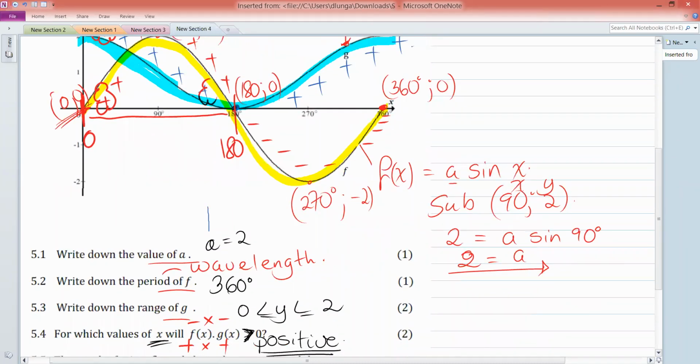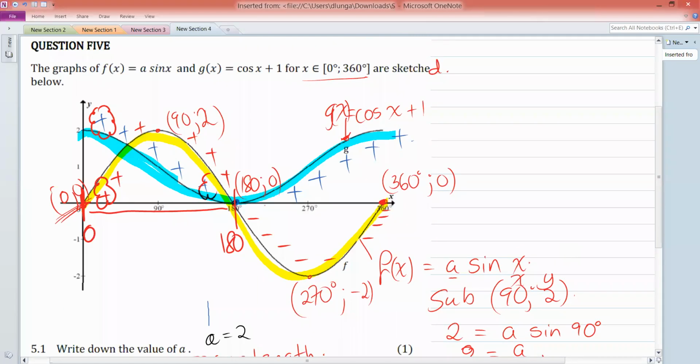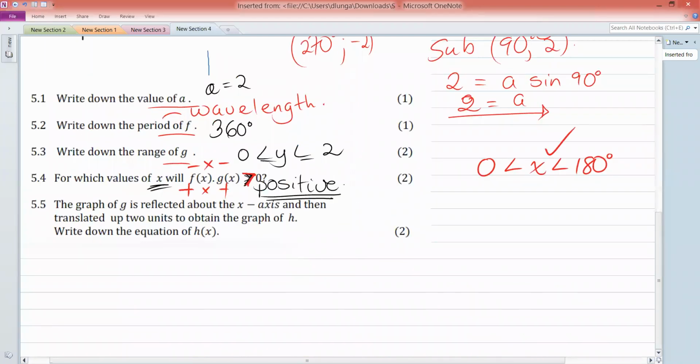Now, it's important because there was no equal sign here. So the first interval is between 0 and 180. That's the first point. Is there any other point here? Now if you come this side, this is a negative multiplied by a positive. Are you going to get a positive value if you multiply a positive and a negative? No. So everything on the other side is not going to be valid. So your answer is that. Well done.